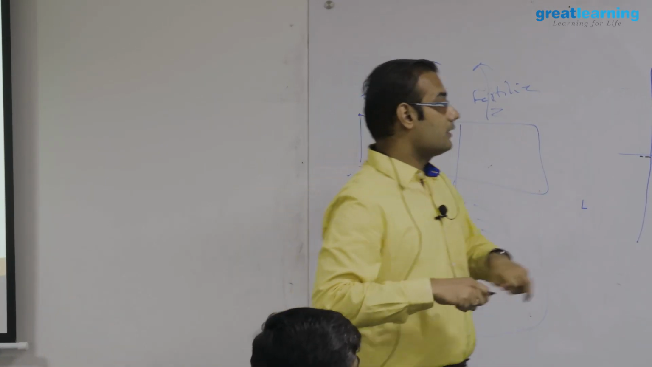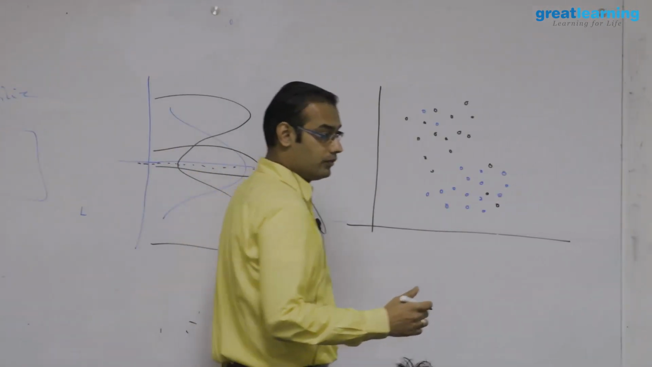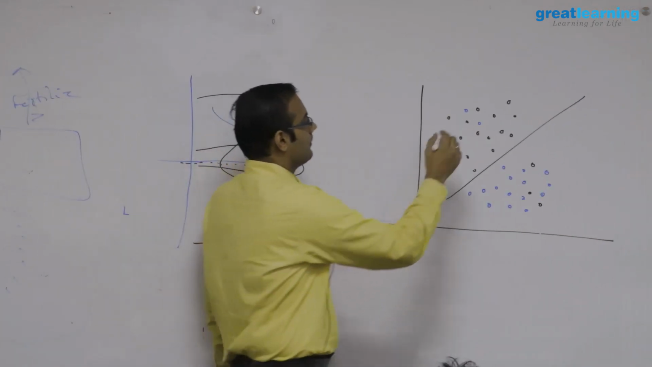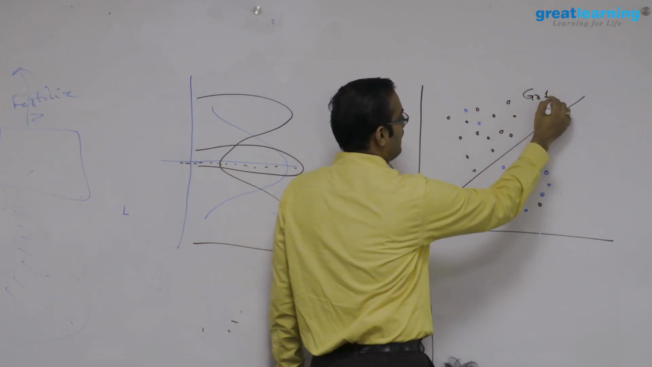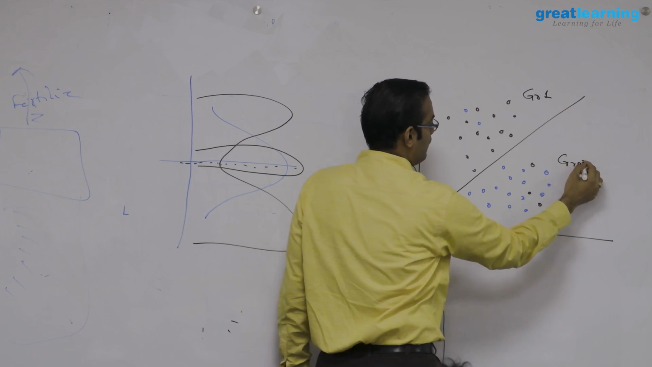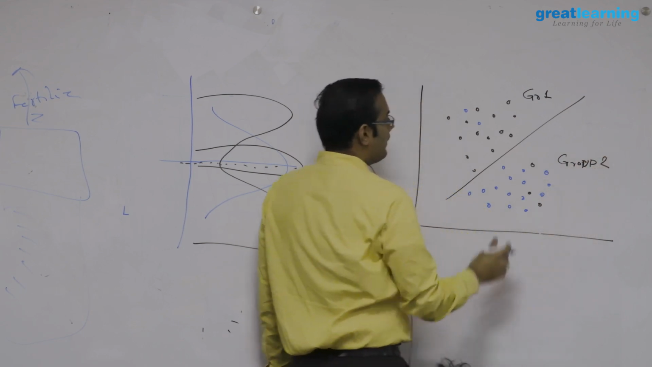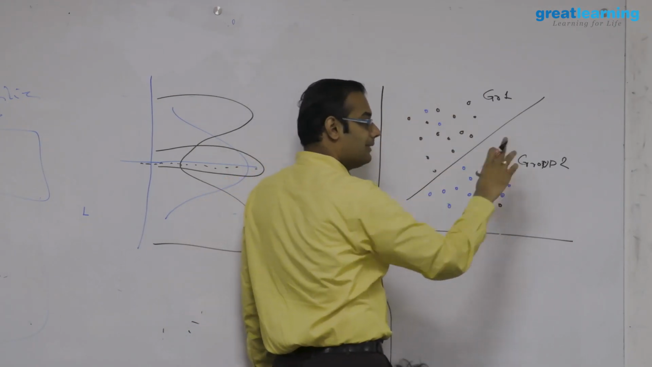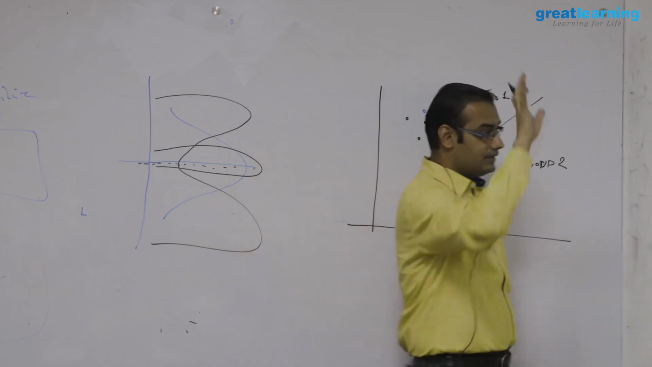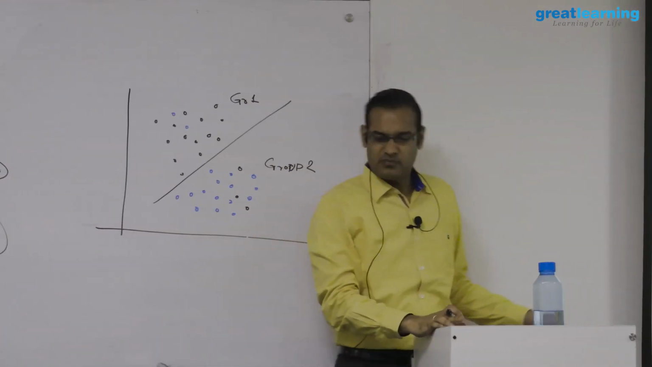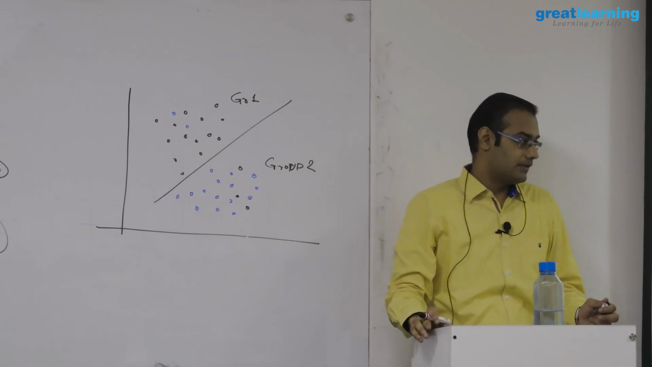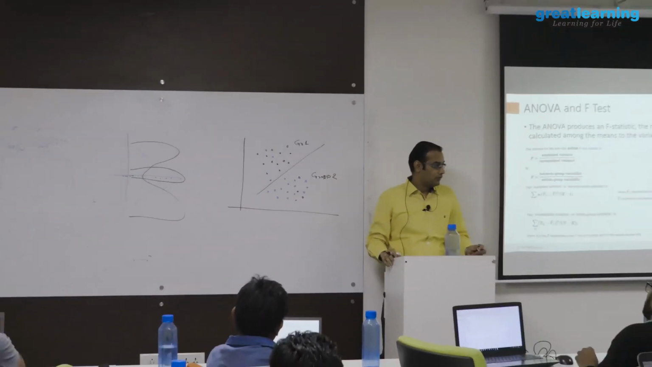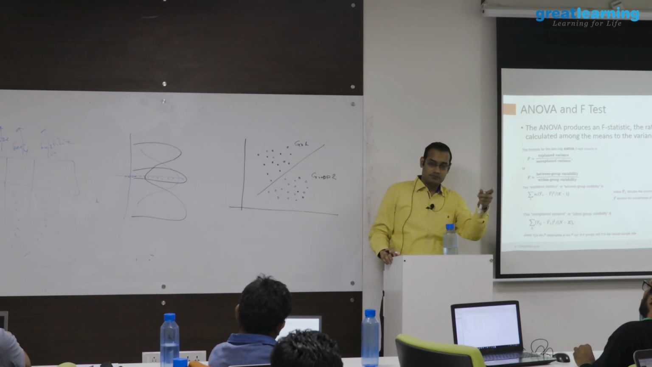But now if I convert this data into 2 groups, I separate it like this. This is my group 1. This is group 2. Is the variance of group 1 plus variance of group 2 less than the total variance that I had initially? Yes, it would be less. But by grouping them into group 1 and group 2, does my variance become 0?